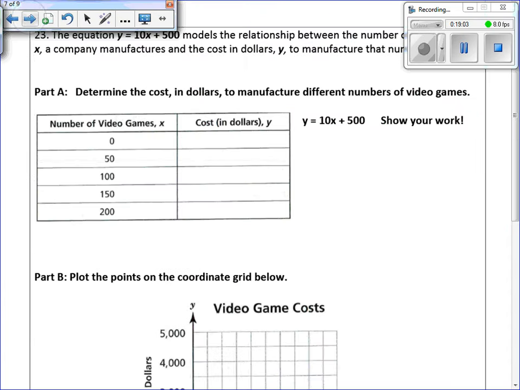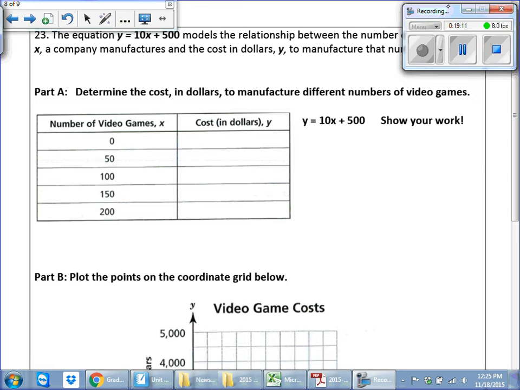Nice and easy. Number 23, the equation y equals 10x plus 500 models the relationship between the number of video games, x, a company manufactures, and the cost in dollars, y, to manufacture that number of video games. Determine the cost in dollars to manufacture the different numbers of video games.